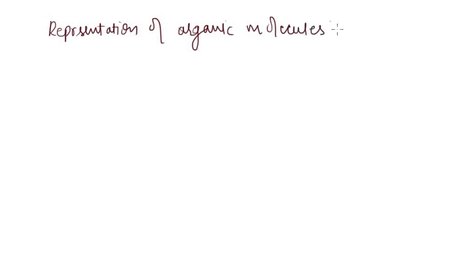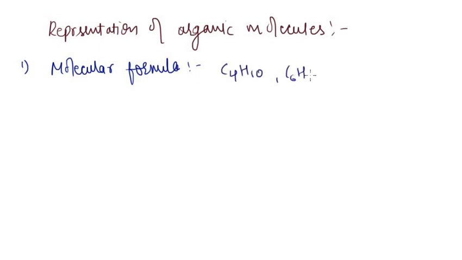So today in this video we are going to start with representation of organic molecules. Means how do we represent the organic molecule? First, we can represent it by molecular formula. Molecular formula like C4H10, C6H6, and we can say C4H8.